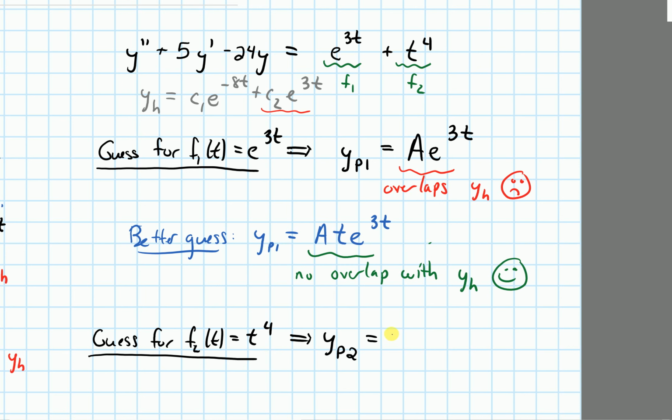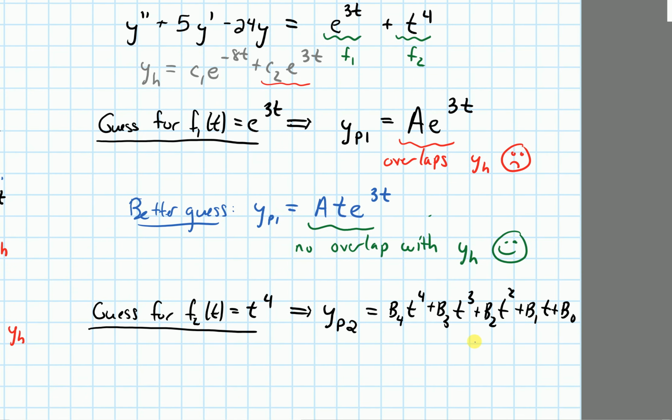So I'm going to guess something of the form b0 plus b1 t. Actually, let me write it in descending order of power. So let me go b4 t to the 4 plus b3 t cubed plus b2 t squared plus b1 t plus b naught. All right, so that's our guess for f2. And this definitely doesn't overlap yh at all because it's a completely different type of function. This is polynomial, yh was exponential.